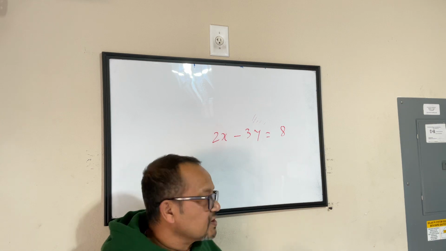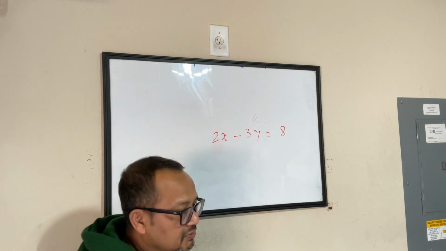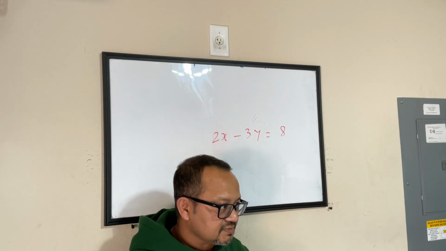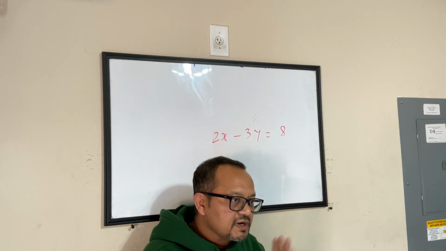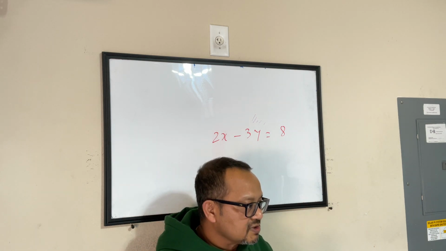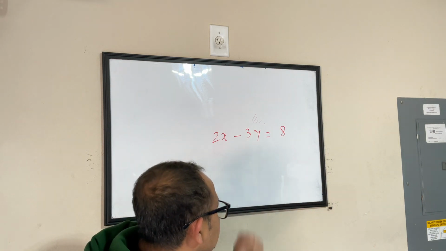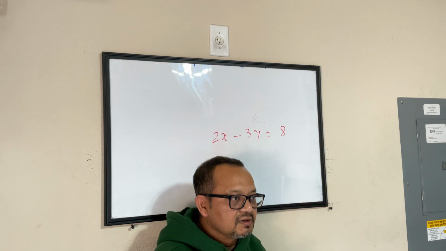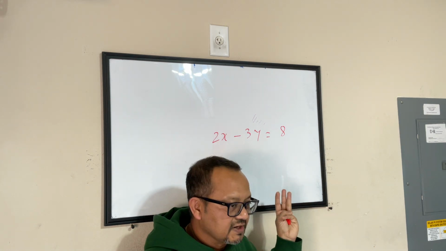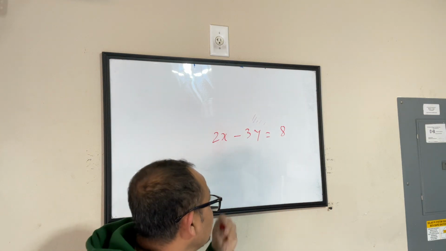Your first response would be, no, I need two equations if I have to solve for two variables. Or in a more generalized form, you will say, I need as many equations as the number of variables. If you are given one equation which has 3 variables, you need at least 3 equations for those 3 variables. Then only you will be able to solve it.